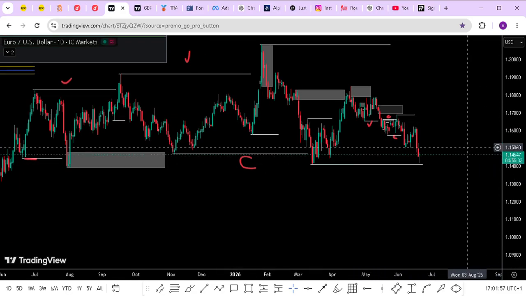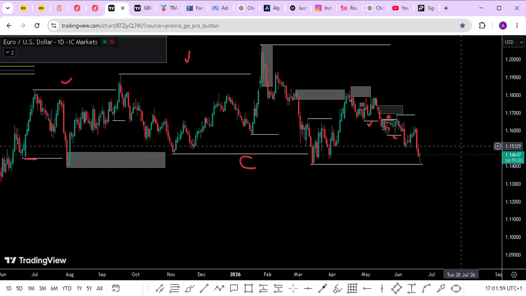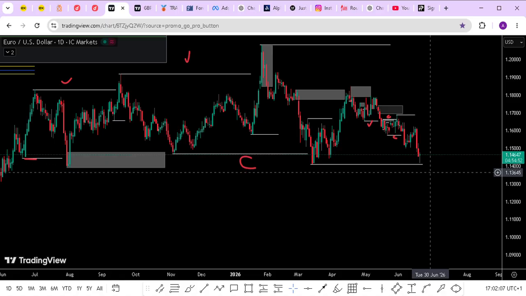Once you do it on monthly, go to daily, then look for your entry in 4 hours or 1 hour. If you start from weekly, go to 4 hours, with no need to go to daily, then look for your entry. So that's how it is.